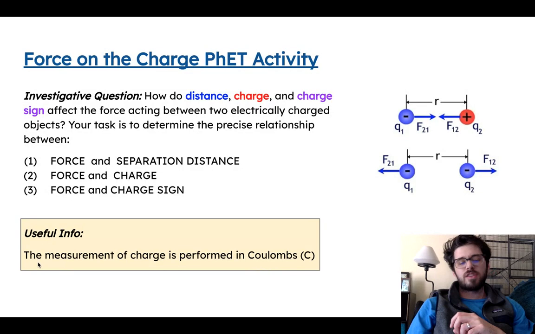And just some useful info. So the measurement of charge is performed in coulombs. Okay, 1 coulomb is actually a very large value. A lot of times you're going to see things listed in microcoulombs and nanocoulombs just because the value of a coulomb is so big. You're also going to see the variable Q used.